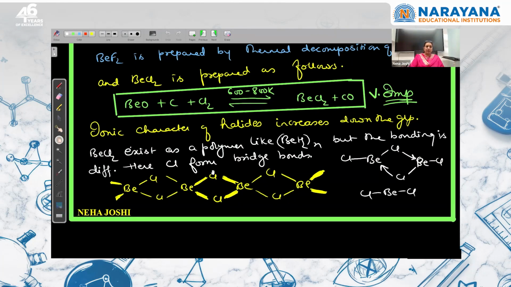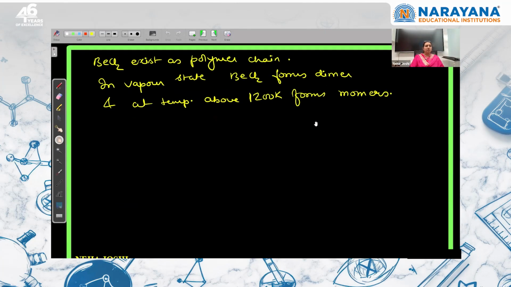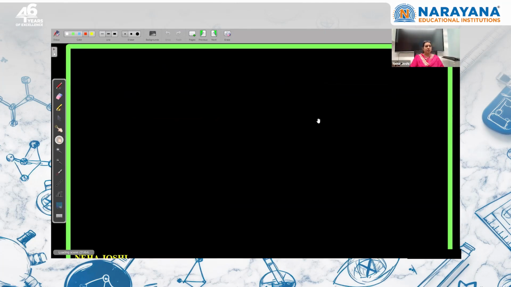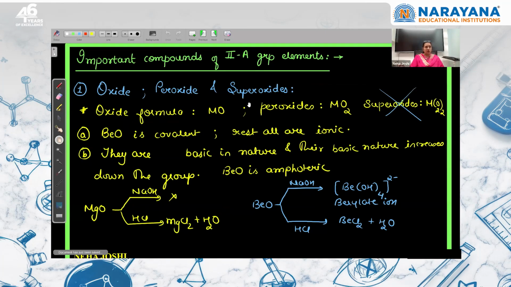Here chlorine is forming a bridge bond like this. In gaseous state, it exists as a dimer like this; only two BeCl2 will combine. In solid state, it is polymer. In gaseous, it is dimer. If you heat it beyond 1200 degrees centigrade, then you can have the monomer also. Otherwise, it is only till dimer in gaseous state. Important compounds of second group: oxide, peroxide, and superoxide.